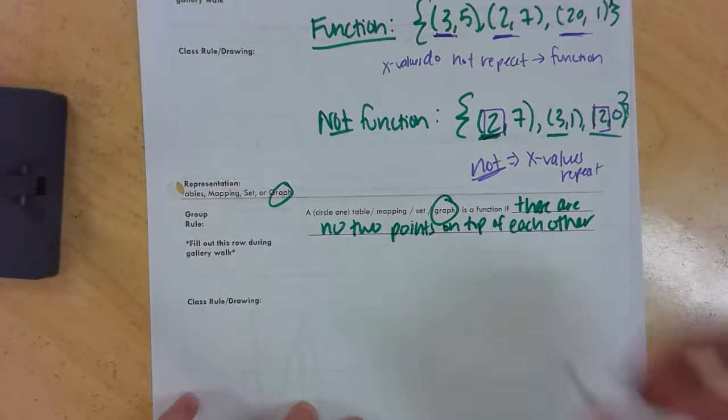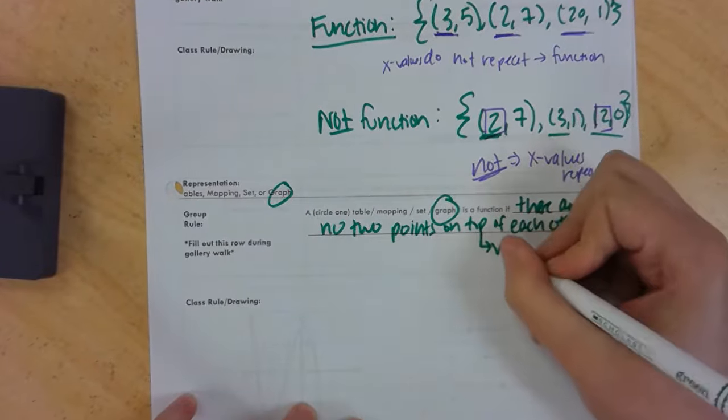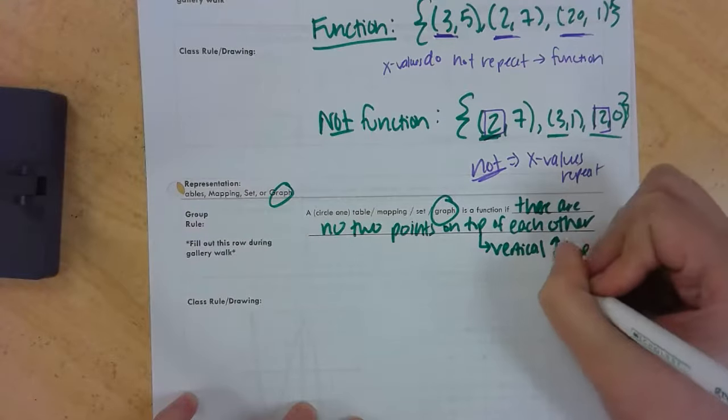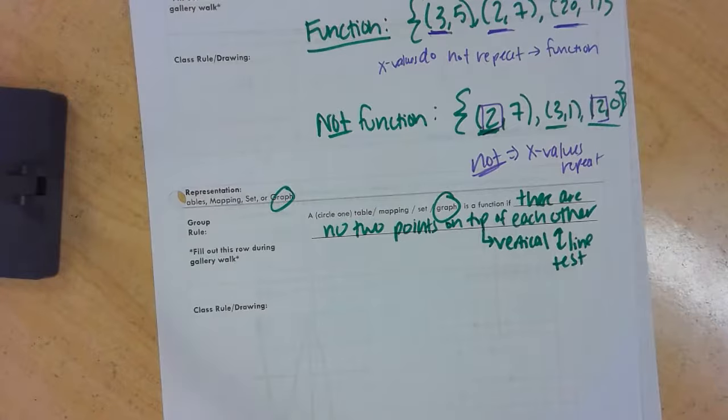And we're going to talk about what that looks like. The fancy name for this is the vertical. Vertical means up and down. Line test. And we're going to talk about that right now.